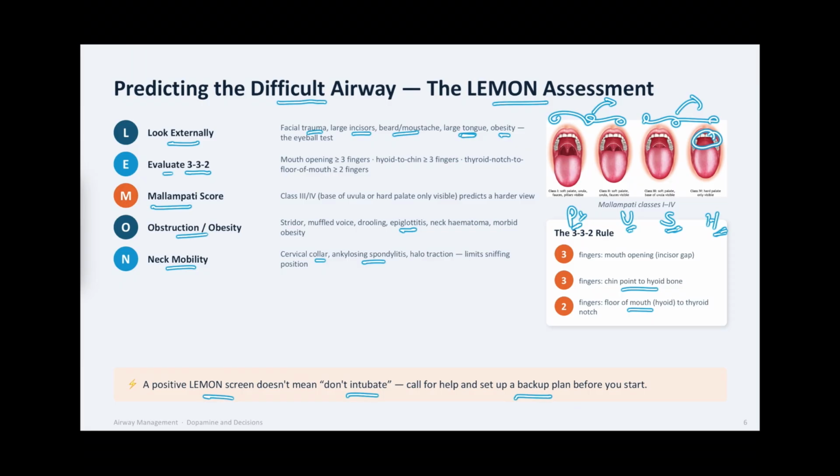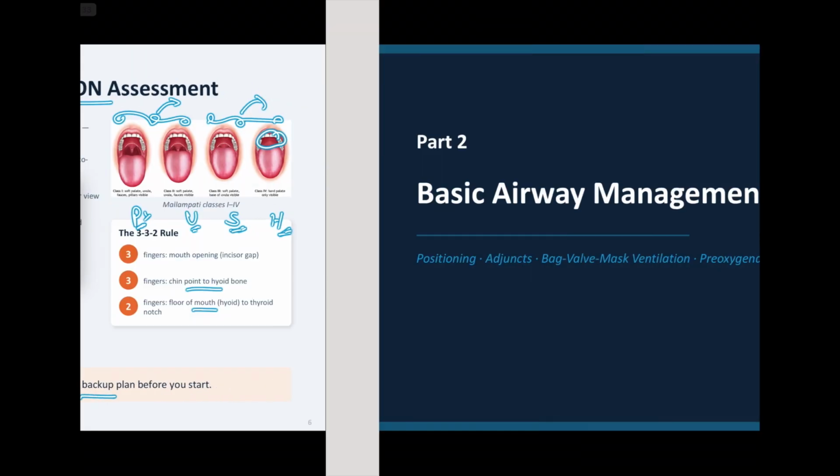Remember this quote: the difficult airway is rarely the one you didn't intubate, it's the one you failed to anticipate. So, in this first section, we have learned why the airway always takes priority, how to recognize early signs of airway compromise, reviewed the essential anatomy, and discussed how to predict a difficult airway before attempting intubation. In the next section, we will move from recognition to action. We will discuss airway positioning, airway adjuncts, bag valve mask ventilation, and pre-oxygenation.